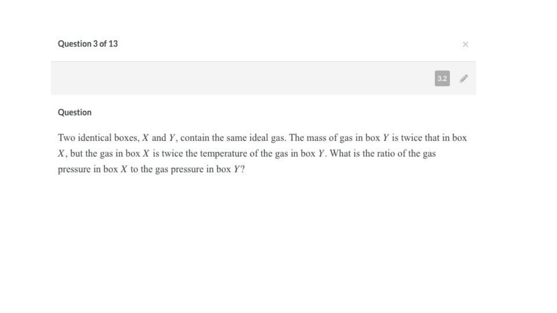Now, this is a really common one using ratios. You have two identical boxes, X and Y. They contain the same ideal gas. The mass of gas in box Y is twice that in box X. But the gas in box X is twice the temperature of the gas in box Y. What is the ratio of the gas pressure in X to the gas pressure in Y? Have a go at this question now. The ratio is 1 to 1. If you get that question right, then you can move on. If not, then you have to listen to my boring explanation. Have a go at it before you continue.